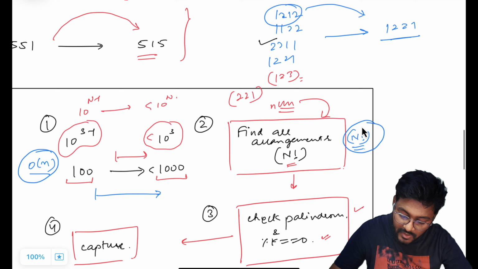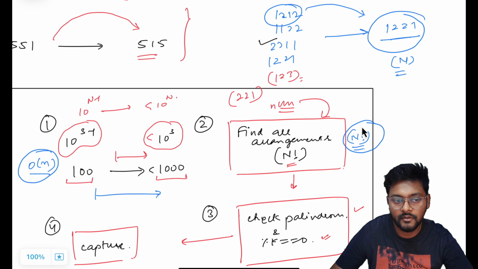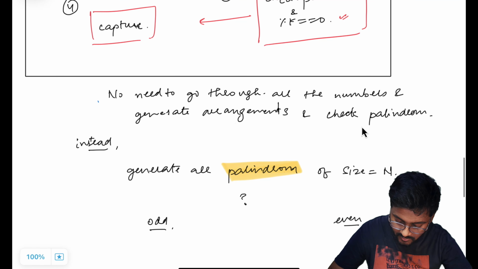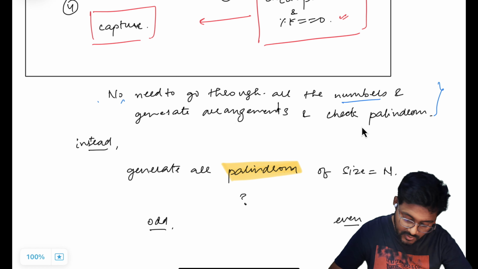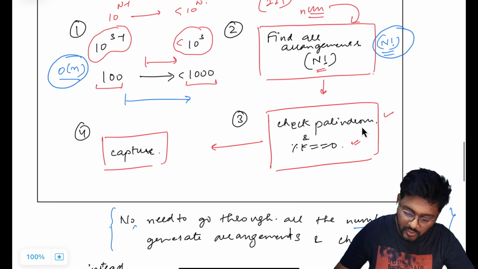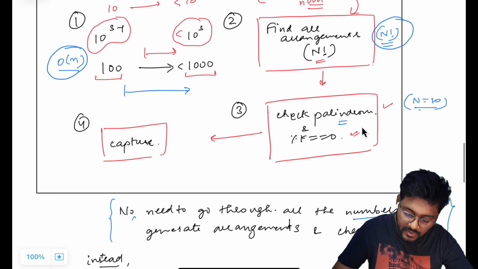Instead, what is the alternative? We can directly generate all the palindromes of n size. That will be our shortcut. So here what I have written in the notes: no need to go through all the numbers, generate arrangements and check palindrome. Why is there no need to go through all the numbers? Because that is a very heavy duty operation. Instead, we can directly generate palindromes, because we already have n up to size 10.